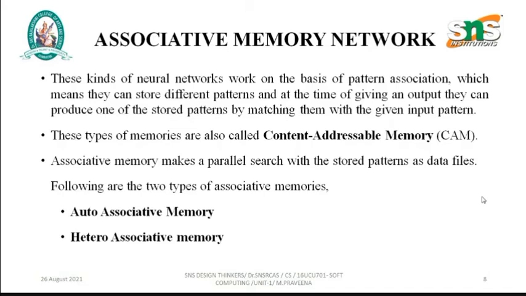As I told you in the previous example, we are giving input as images of some pet animals. These are called patterns. So there will be so many patterns. We are storing so many patterns, and once we process them, we receive some output which is available in our input patterns. That is called association.